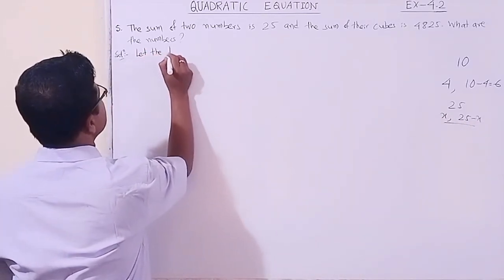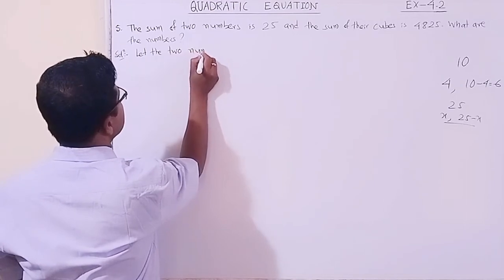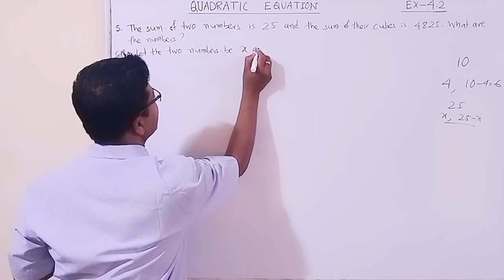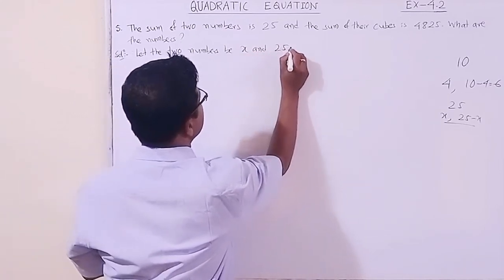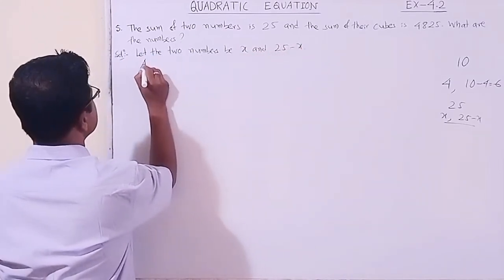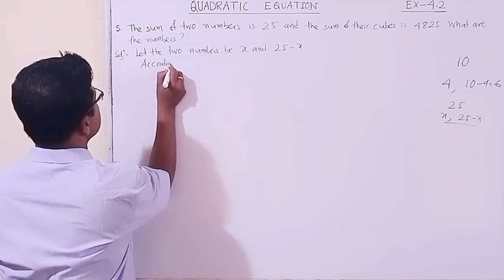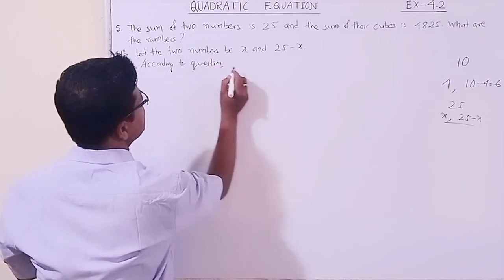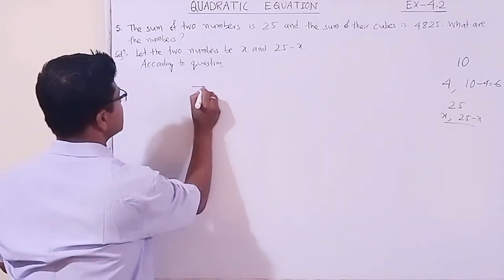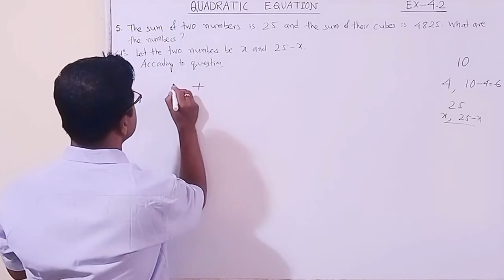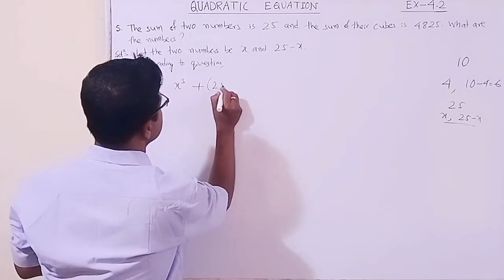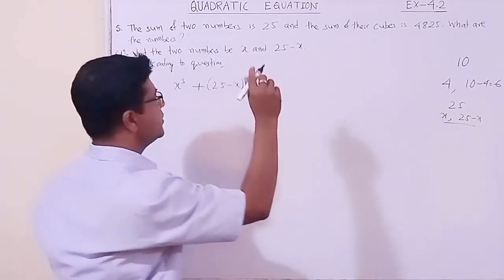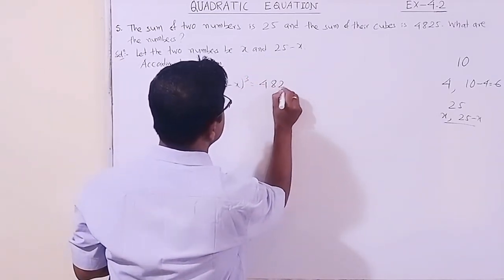In this way, let us assume the two numbers. Let the two numbers be, one is x and the next is 25 minus x. Now according to the question, what is said? Sum of their cubes. Its cube is this, its cube is this. What is the sum of the cubes? 4825. Alright.